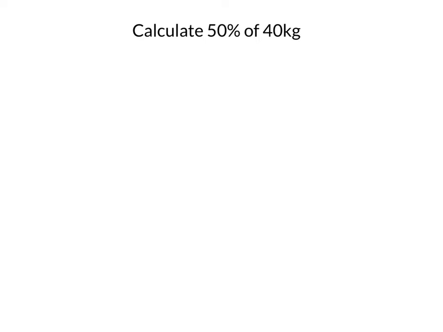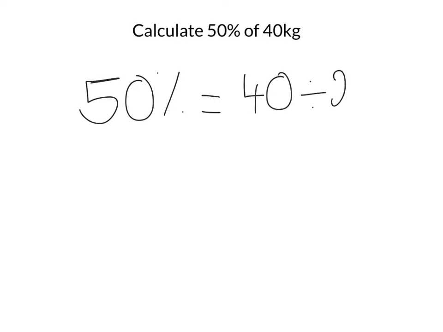So the first question we've got here today is to calculate 50% of 40 kilograms. The key thing we need to remember to start off here is what relation 50% is to the whole. 50% is exactly half of the whole, and to find the half of a number you divide it by 2. So in this example, we are going to do 40 divided by 2. So 40 divided by 2 gives me 20.